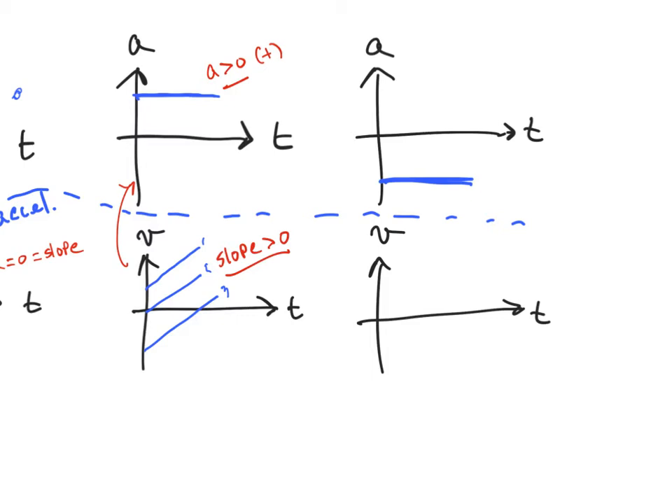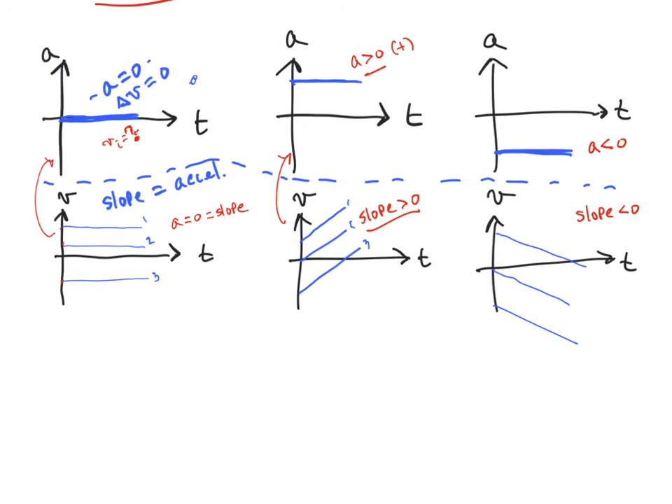Going over here, in the third case, we had the acceleration is less than 0. So that means down here, again, my slope has to be less than 0. So it could be slope less than 0 like this. It could be slope less than 0 like this. It could be slope less than 0 like that. Any of these is acceptable as long as it has a slope less than 0.